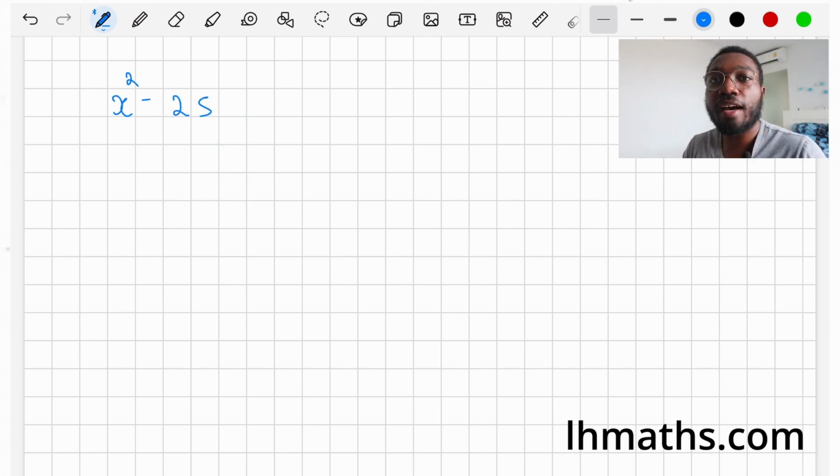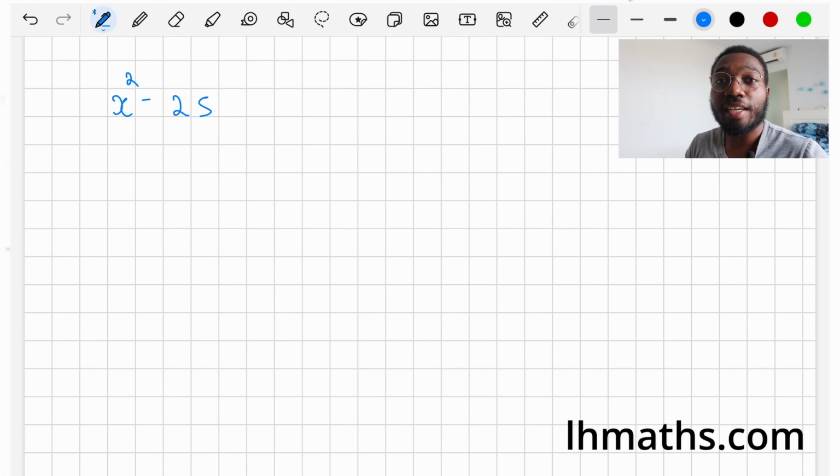So for this question, we have x squared minus 25. For this type of question, this is still a quadratic equation, but there's a little trick to this question. If you see something like this, where you have x squared minus a square number, then what you can do is use the difference of two squares.